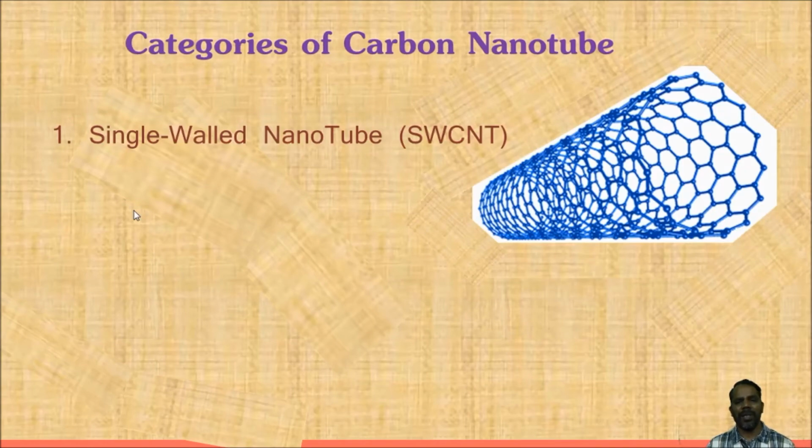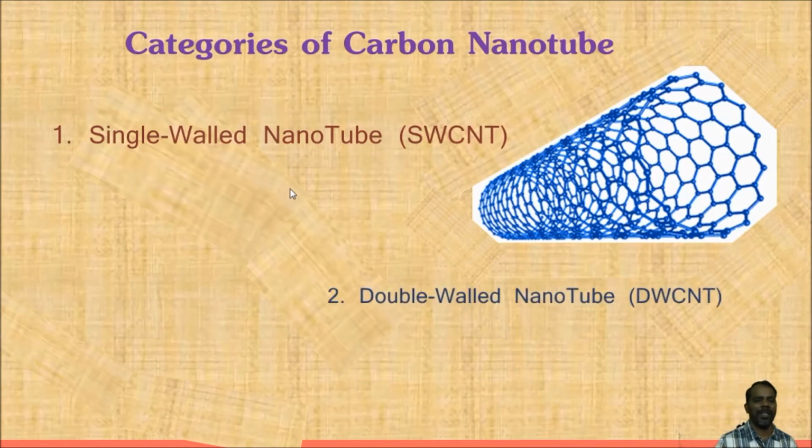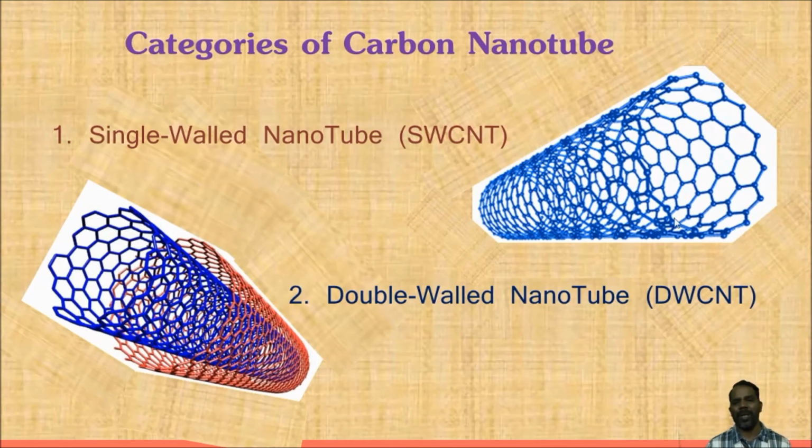The carbon nanotubes are classified into two types. One is called single walled, another is multi-walled or double walled. In the single walled case, only one sheet is rolled to form the cylindrical shape. Here, one more sheet makes a cylindrical shape, covering the first based on the axis. So this is called double walled nanotubes.